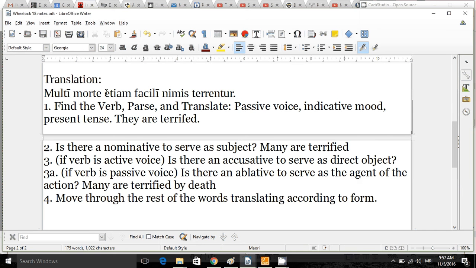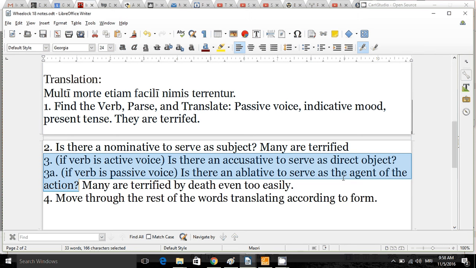And now the rest of the words in my sentence. Etiam facile nimis. Nimis means too, T-O-O. Facile, easily. Etiam, also, or even. Many are terrified by death, even too easily. So maybe in English we'd say, many are also too easily terrified by death. Or you'd smooth that out in English as you like. But notice, now we have this very different step based on whether our verb is active voice or passive voice. If we have an active voice verb, we're going to look for an accusative and a direct object. If we've got a passive voice verb, we're going to look for an ablative, which is going to be the agent.